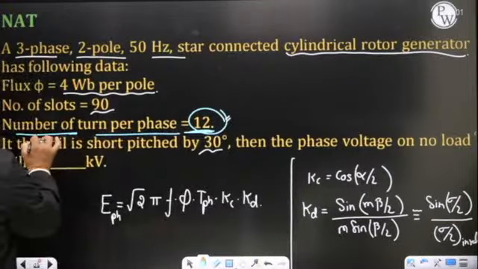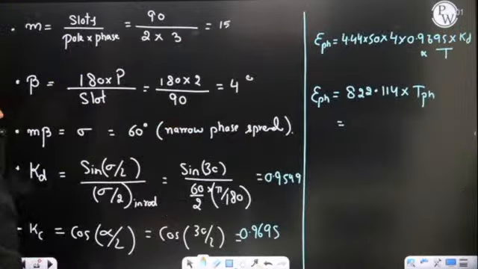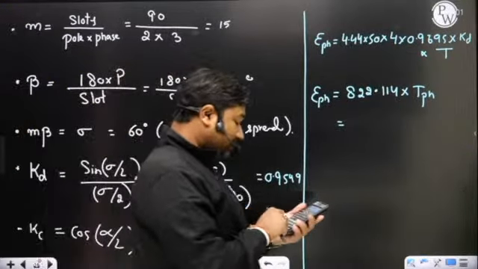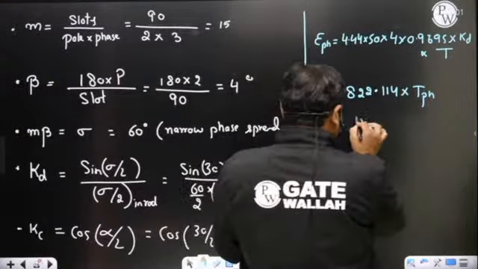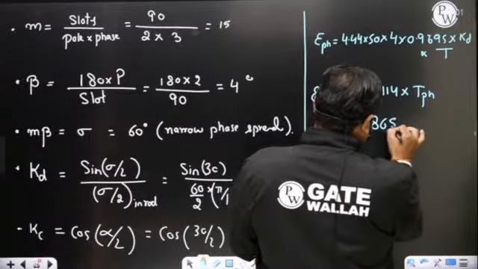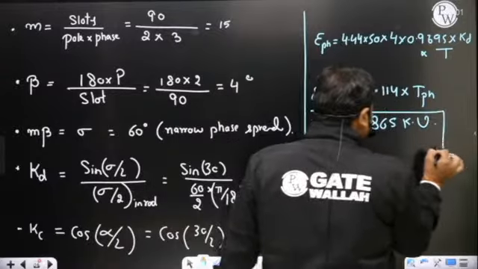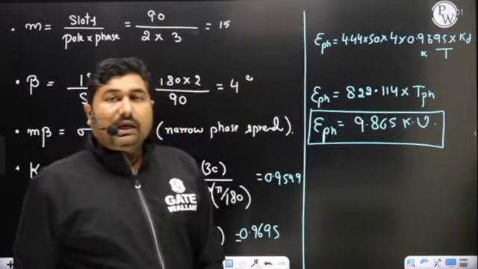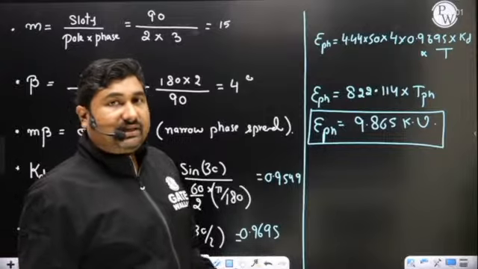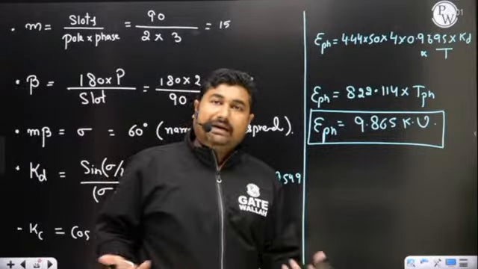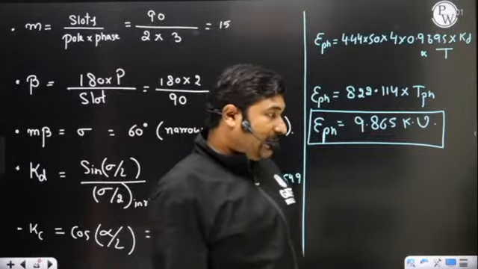It is given in terms of number of turns per phase. So we know the number of turns per phase, just multiply by 12. So this will be 9.865 kV. Hoping you are able to understand this question properly. One more thing: if this machine is 3 phase, they may ask you about the line voltage. You can calculate it just by multiplying by √3.